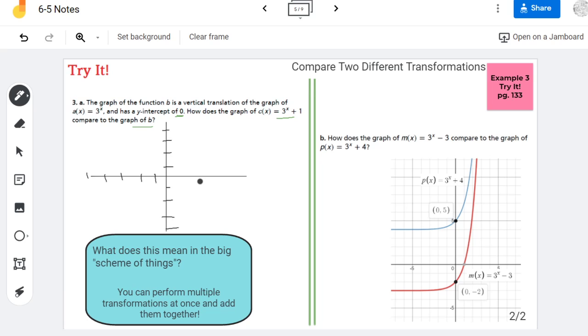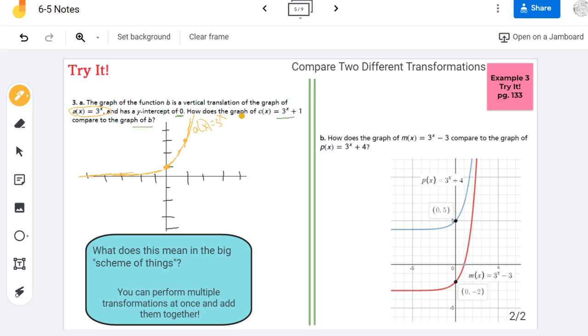Okay, so here's my very fancy graph paper. So let's start by drawing a of x, which is 3 to the x. We're going to call that the parent function. So 3 to the 0th is 1. 3 to the first is 3. 3 to the second, way off in the middle of nowhere. And this is asymptotic to the x-axis. So here we are. That is a of x equals 3 to the x.